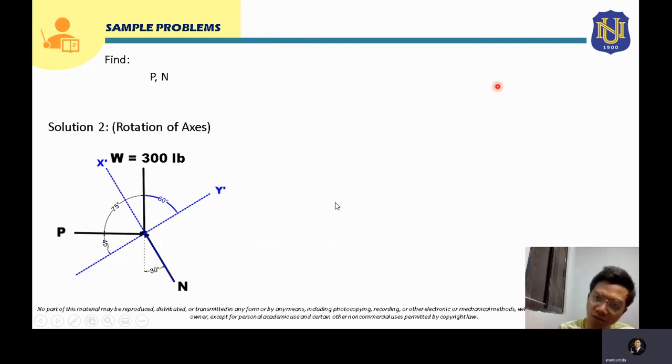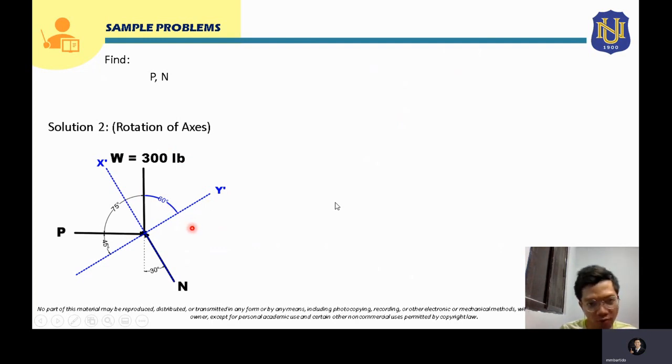So if this is 45 degrees here, this will also be 45 degrees here. And if this is 45 degrees and this is 75 degrees, since this is a straight line, this will have 180 degrees. So to solve for this angle, this will just be 180 degrees minus 45 degrees minus 75 degrees, and it will be 60 degrees. So this 60 degrees will now be the angle of the 300-pound force from the new y-axis.